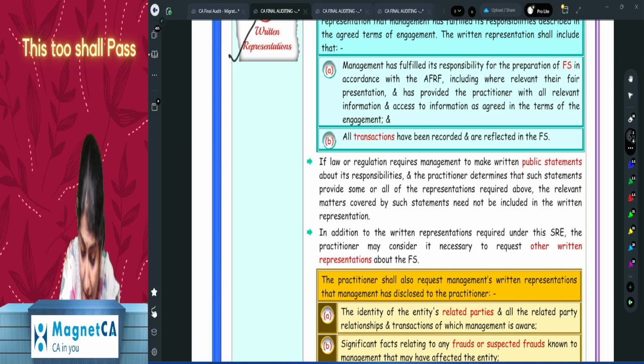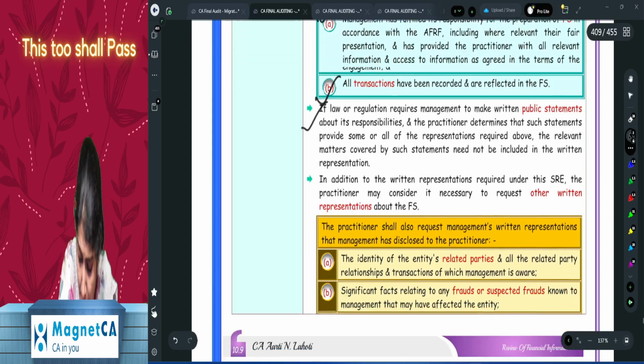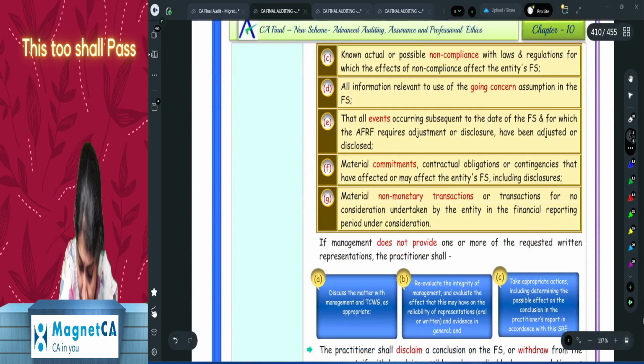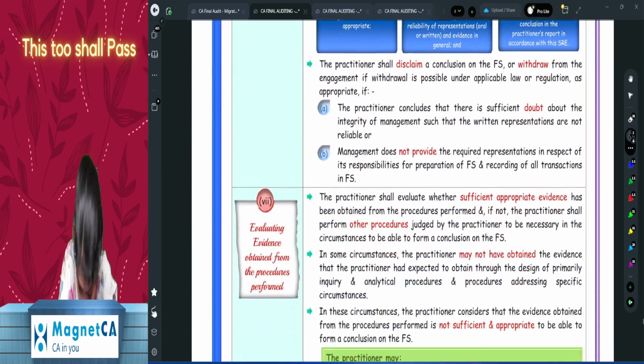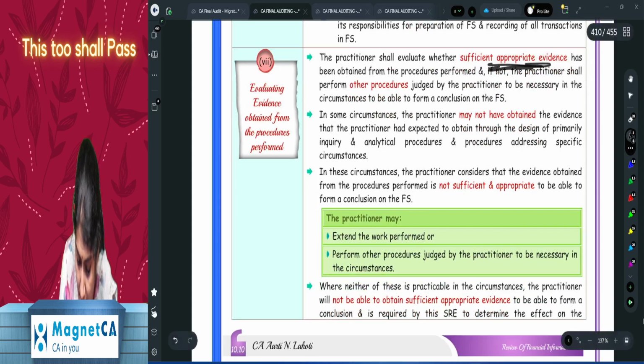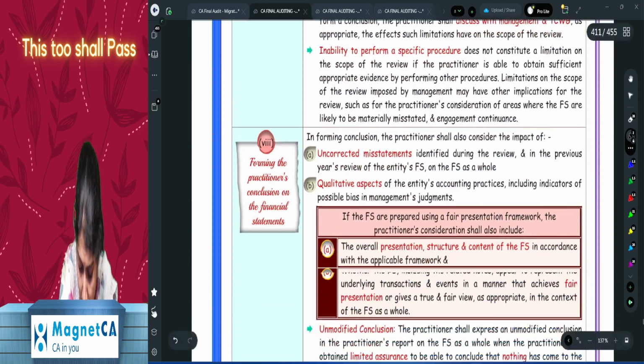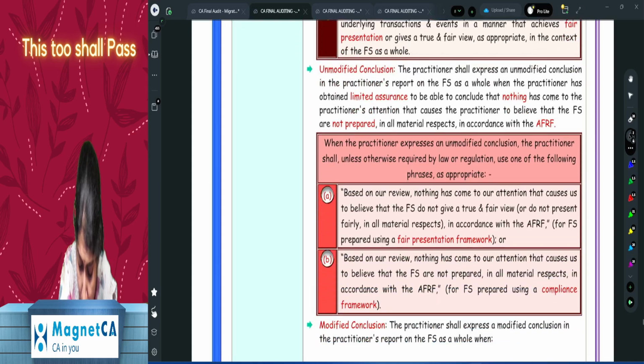Right, so again it says that management has fulfilled its responsibility, all transactions, public statements, and the other representations regarding the 8 points of the inquiry. And then evaluating the evidence. So you have to check whether sufficient appropriate evidence has been obtained from the review engagement. And then finally forming your opinion.